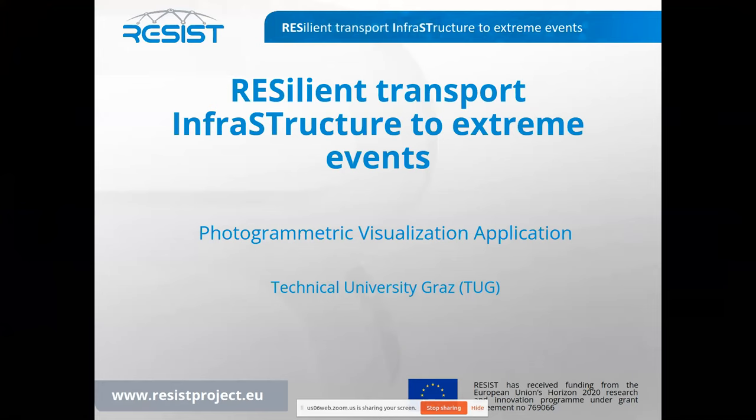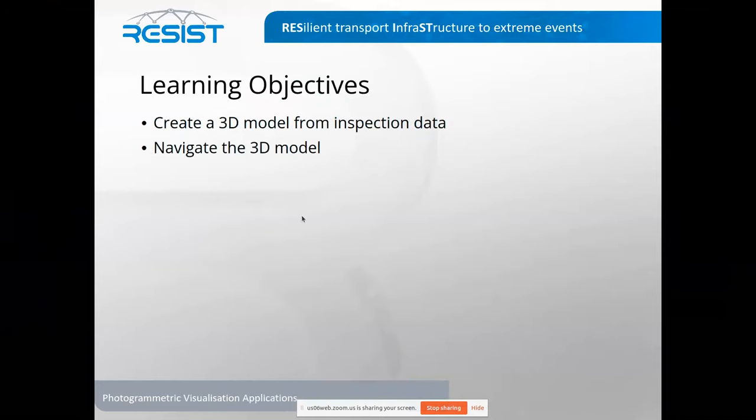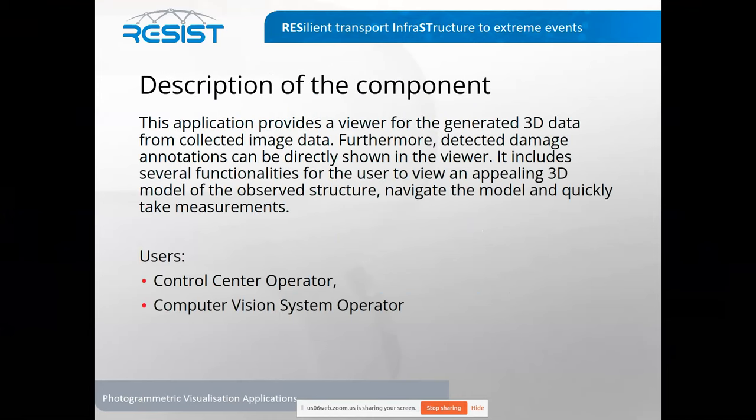Yes. Okay, perfect. My name is Rafael Weilhatter from the Technical University in Graz, Austria, and I'll be giving a quick introduction to the photogrammetric visualization application. The main learning objectives here are to be able to create a 3D model from the inspection data and to navigate said 3D model. The application provides a viewer for the generated 3D data from the collected image data, and it is able to read all necessary files from the aesthesis platform and provides an easy overview of the detected damages to the user. Additional functionalities include navigation, different rendering options, and taking measurements directly in the model.